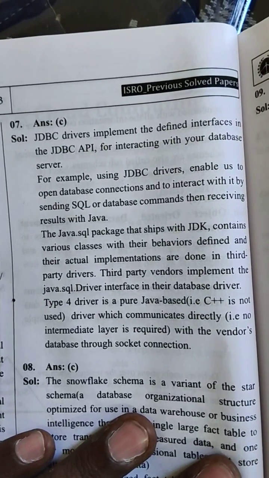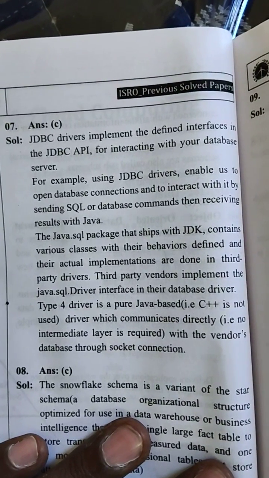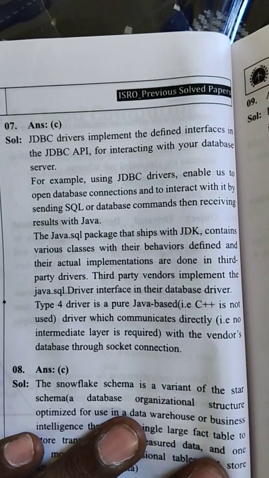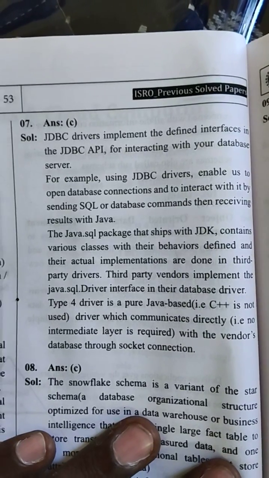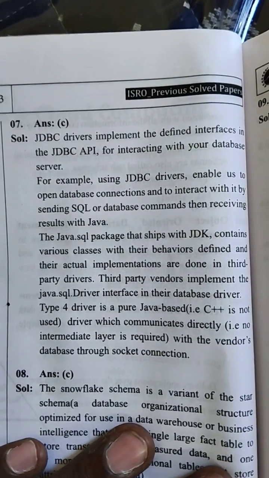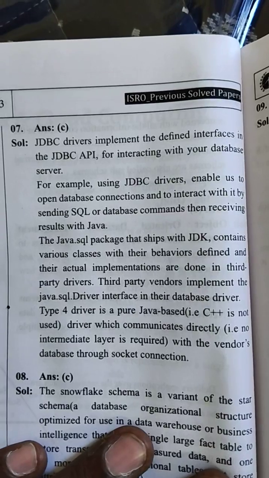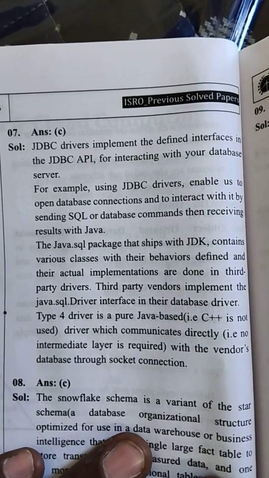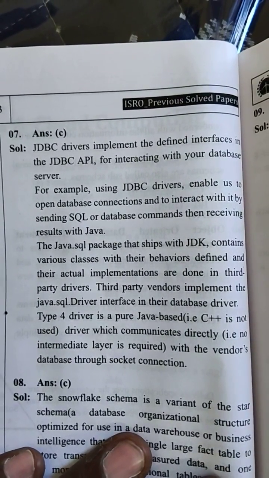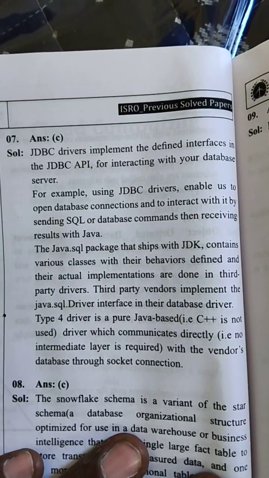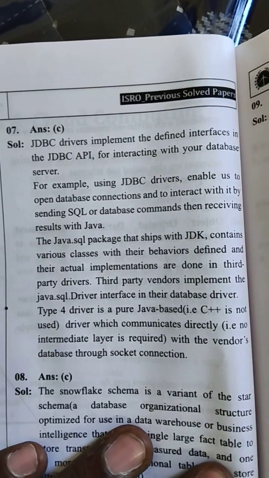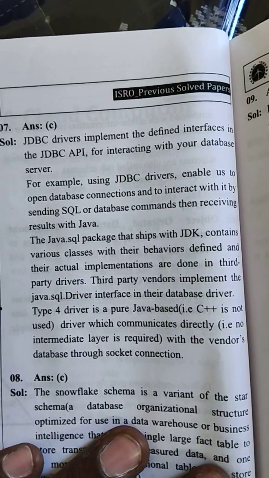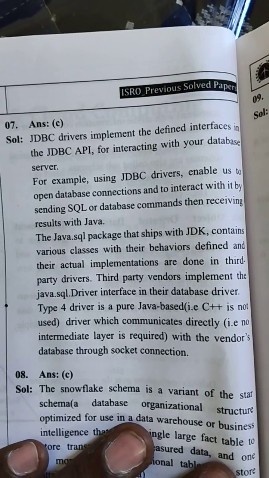The java.sql package that ships with the JDK contains the various classes with their behaviors defined, and their actual implementations are done in the third-party drivers. Third-party vendors implement the java.sql driver interface in their database driver. Type 4 drivers are pure Java based. No intermediate layer is required; the driver communicates directly with the vendor's database through socket connections.